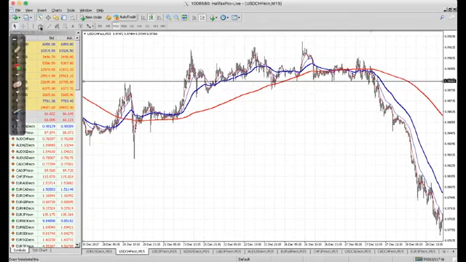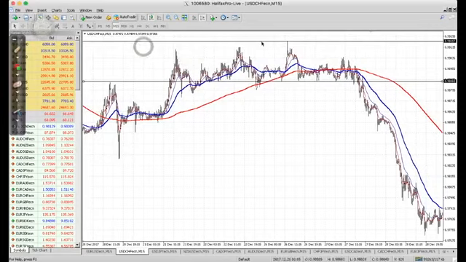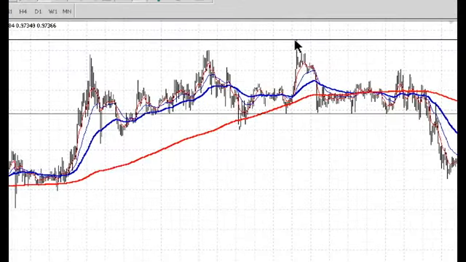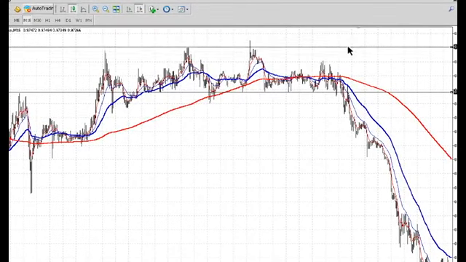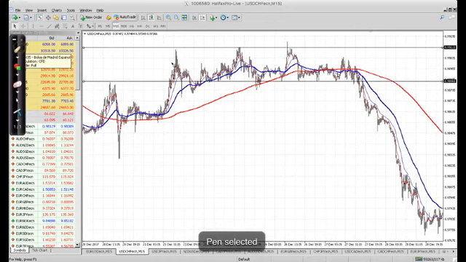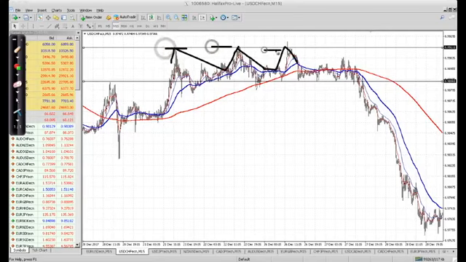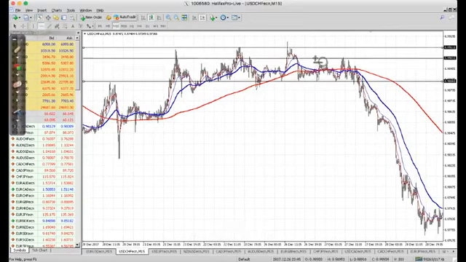Where would I draw the resistance? Again, would I draw it up there? Would I put the resistance up there? No, it only touched once, so it's not very significant, right? Would I draw it there? Yeah, because it again tested once, twice, 3 times. So that is a significant level, okay? And you could have multiple levels. I would say there's another level over here.